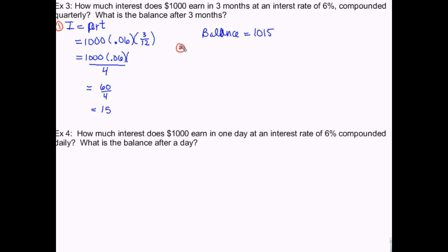Now, this would be the first one. Quarterly happens 4 times. So we're going to do all 4, just so you can see what your balance at the end of the year would be as compared to annually and semi-annually. Here I'd have 1015 times 0.06 divided by 4.